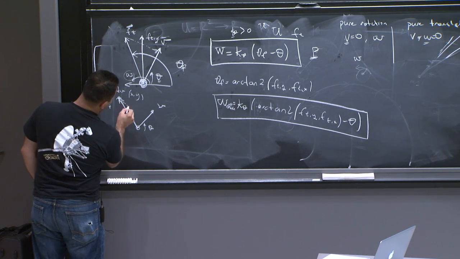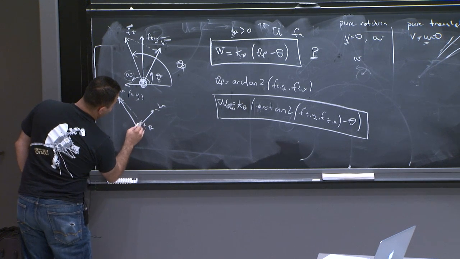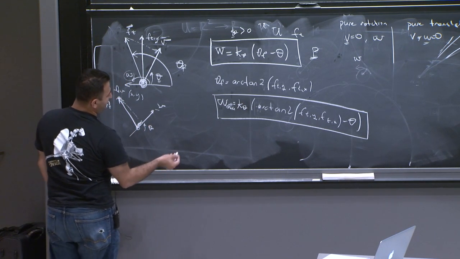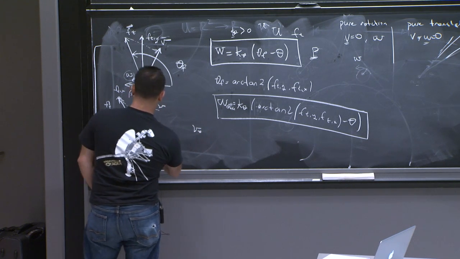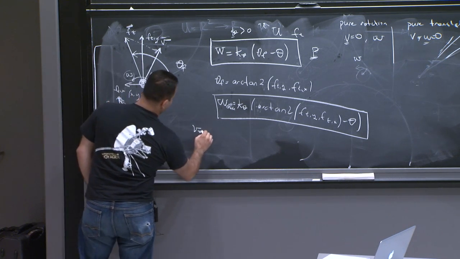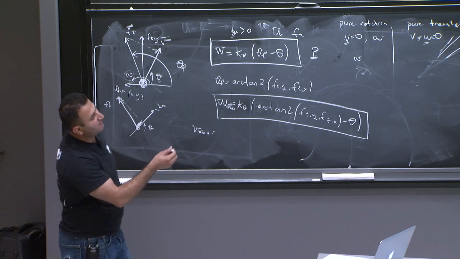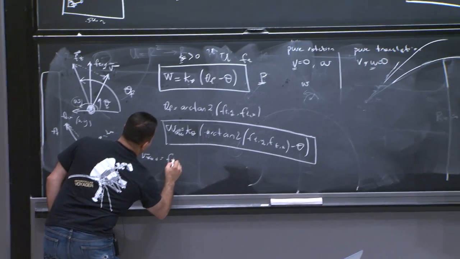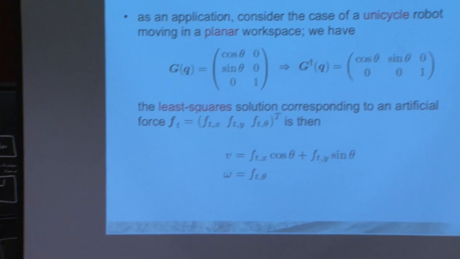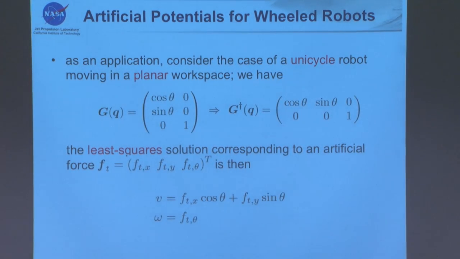So you can project this guy along this vector. And you can compute this guy, and you can use it, for example, as a kind of linear speed command. And this projection is given by that expression, and it is sine theta.